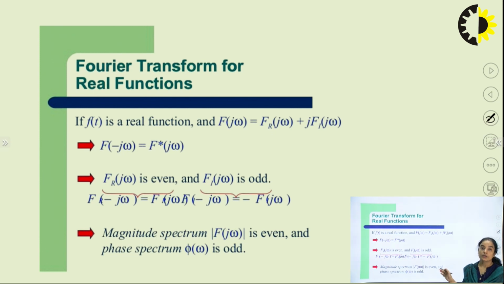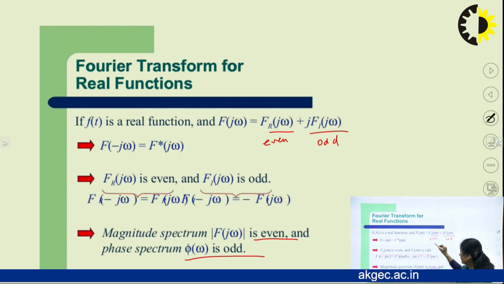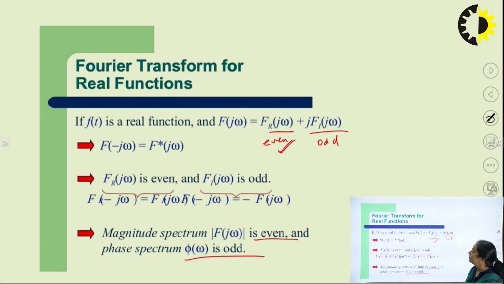Here, if the function has two parts, one odd and one even, then the magnitude spectrum of F(j omega) is even and the phase spectrum phi(omega) is odd. Okay, because this is the real even function, and this is the odd function. So that means if we plot, the magnitude spectrum will be even because the real part is even, and the phase spectrum of F(j omega) will be odd because the imaginary part is an odd function.